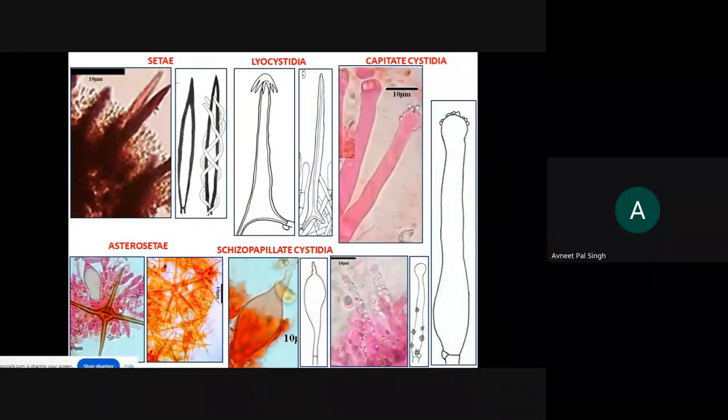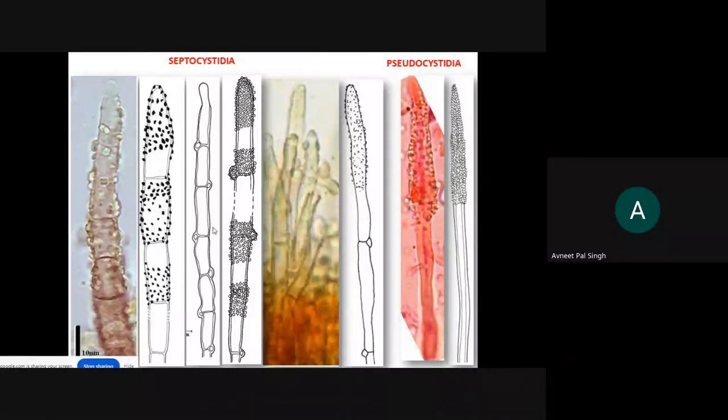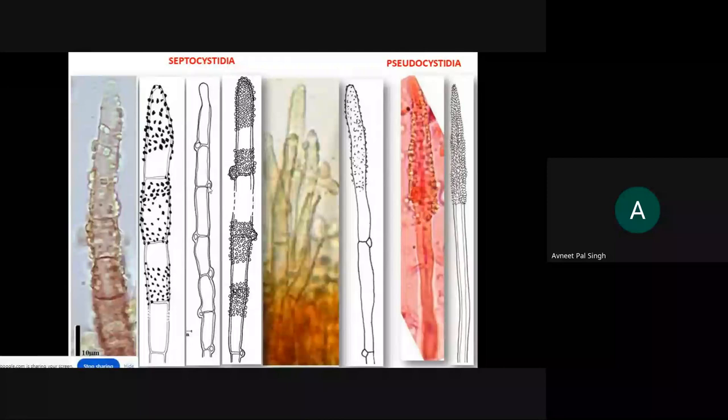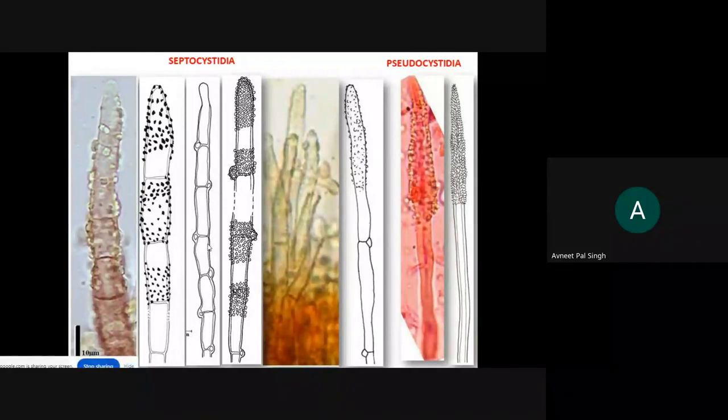Asterocystidia are the characteristic feature of genus Asterostoma. So you have some kind of indication even based on these sterile structures. This kind of structure, where a cystidium is regularly septate and each septum has a clamp, gives an idea of a genus called Hyphoderma.